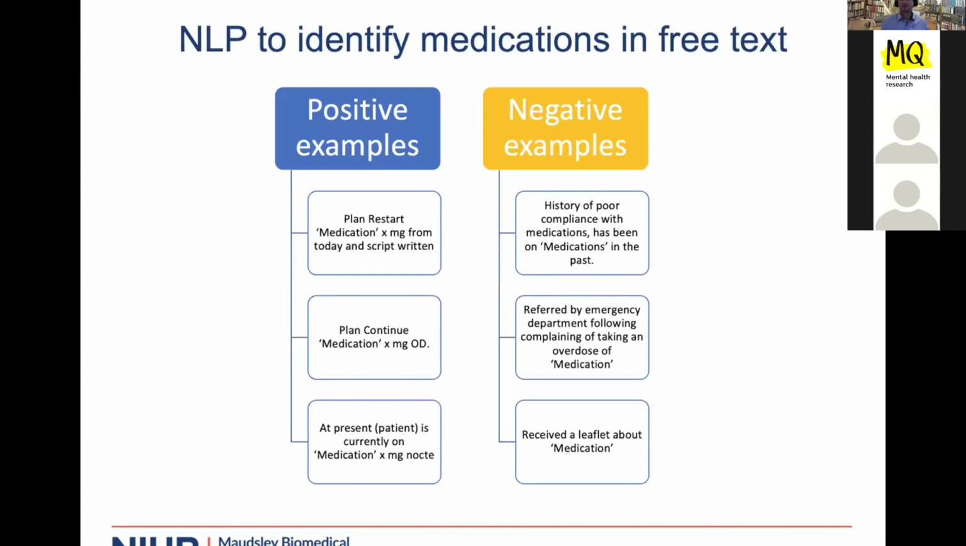Positive examples: the NLP would pick up a certain medication if it says, for example, "plan to restart the medication today and written a script", or "plan to continue this medication", or "at present the patient is currently on this medication". Negative examples are where the app would say no medication is mentioned: "history of poor compliance with medications", "has been on those medications in the past", "referred by the emergency department following taking an overdose", or "we gave this patient a leaflet on the medication". But for us, we don't know whether they actually take this medication.